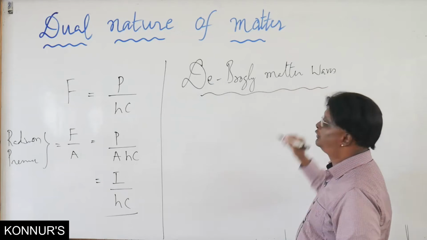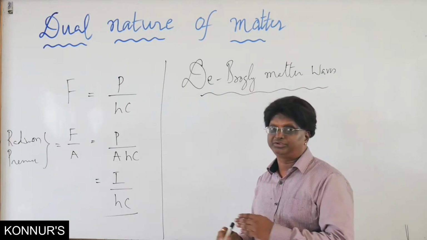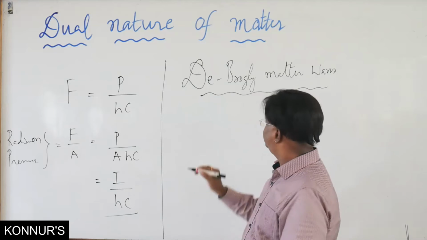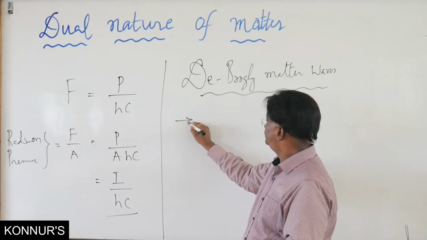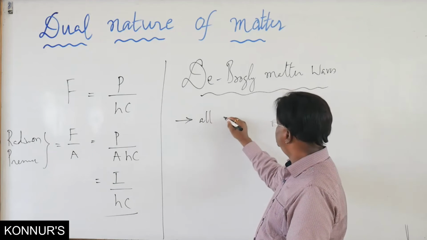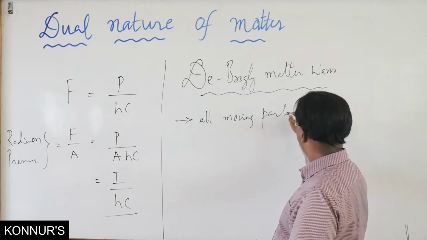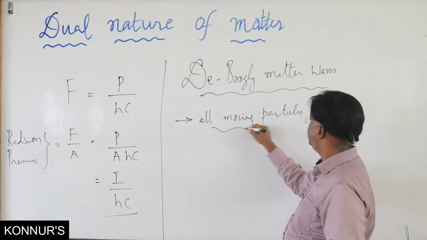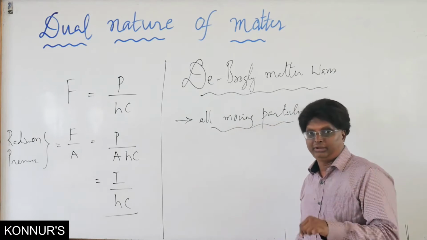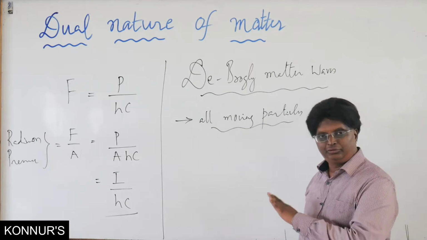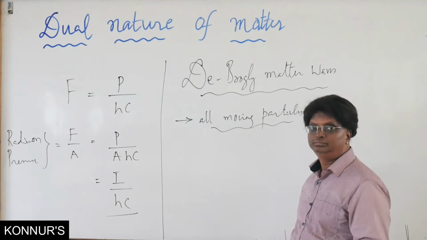So this de Broglie wavelength, let us not get into too much detail. I am giving you only some important concepts. When we say de Broglie waves, it is associated with all moving particles. All moving particles are associated with matter waves. So naturally, for stationary particles, there is no question of any wave.